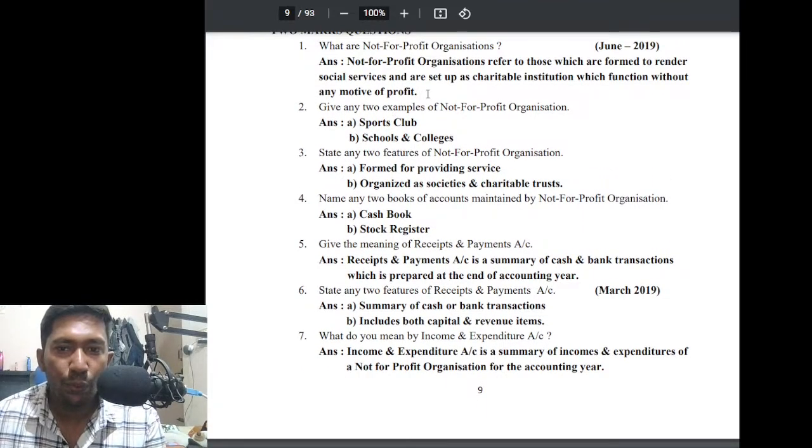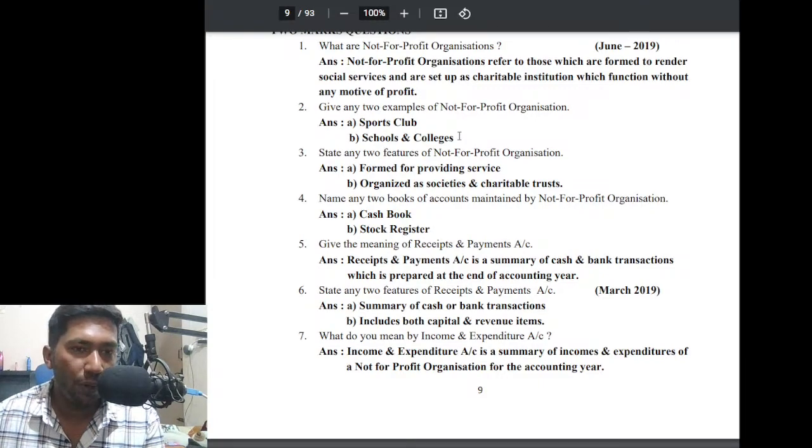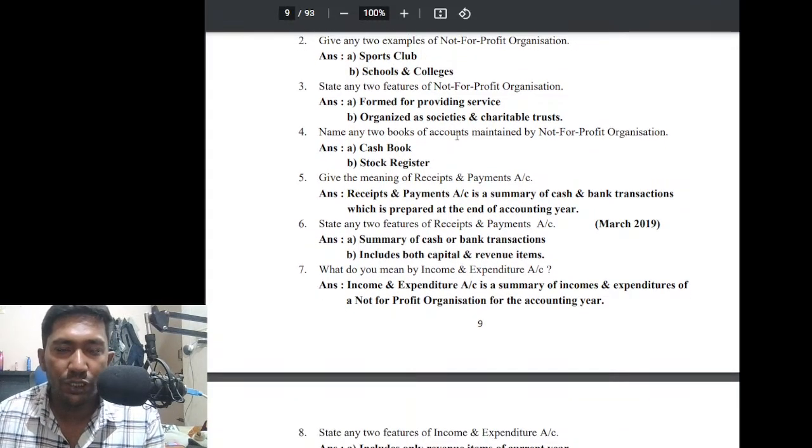Then next, give any two examples of not for profit organization. I told you schools, educational institutes you can write, colleges you can write, charitable colleges, and the best example is Lion Blood Bank, you can write Red Cross Blood Bank, you can write Hope Foundation. I guess Reliance Foundation is also there, which is managed and run by Nita Ambani. So that also you can write. All this comes under NGO only.